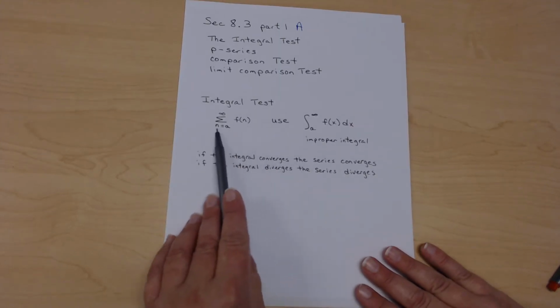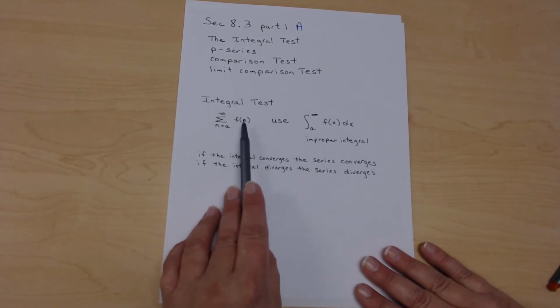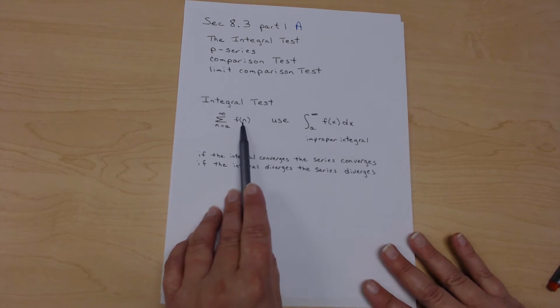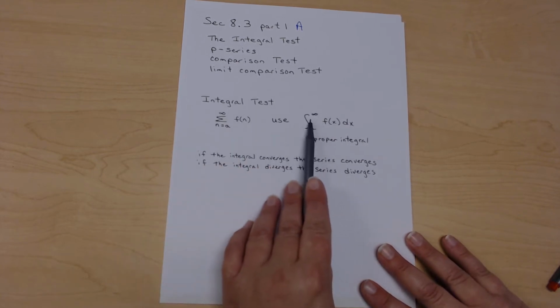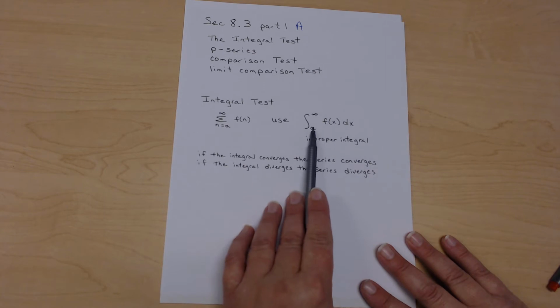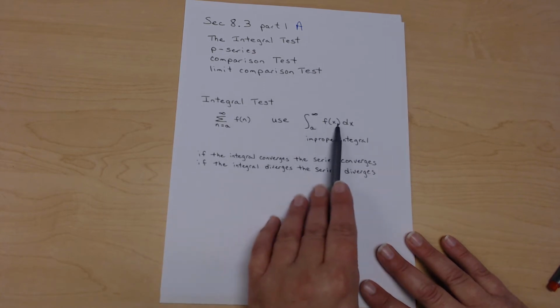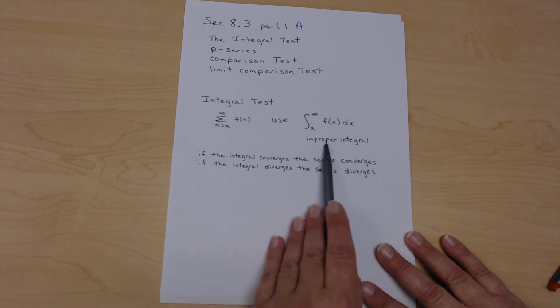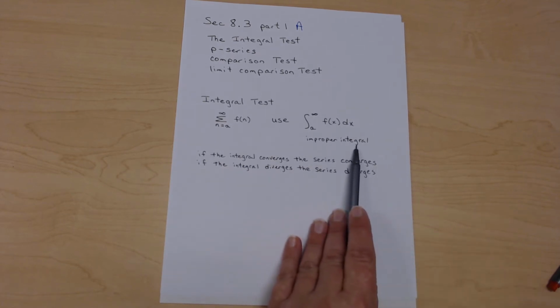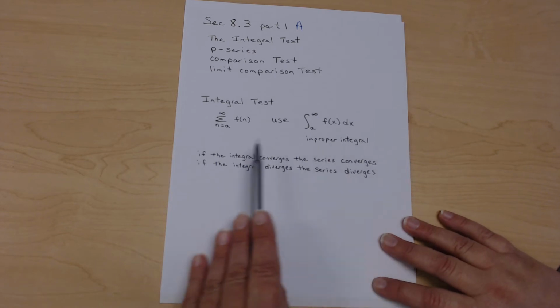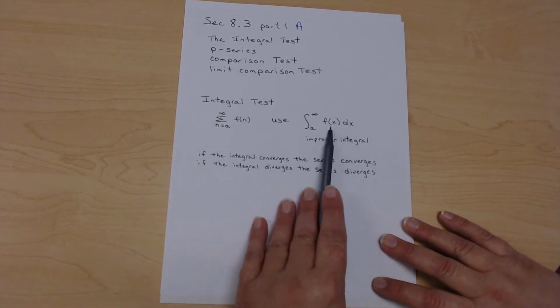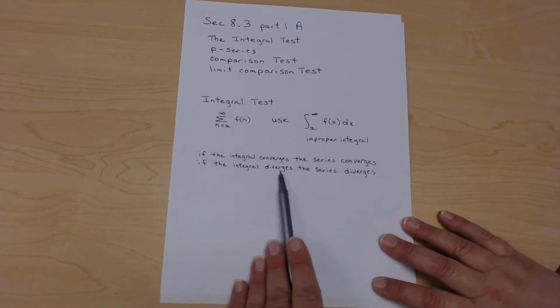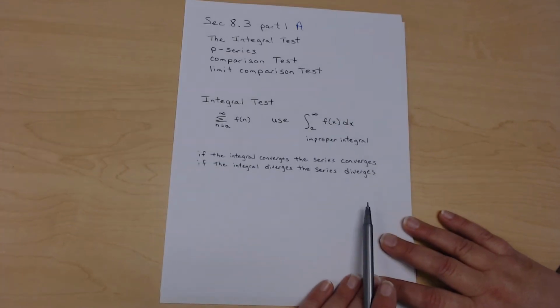Okay, so if we have the sum of some function, what the integral test says is we can actually change it to an integral. We're going to put it in terms of x. Notice because we're going to infinity, from a to infinity, those are improper integrals. So we'll practice how to do those again. If the integral converges, the series converges. If the integral diverges, the series diverges.